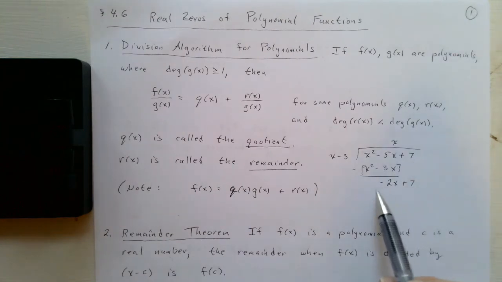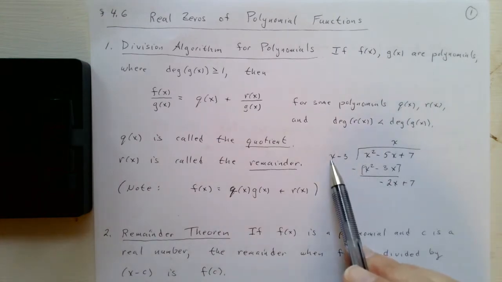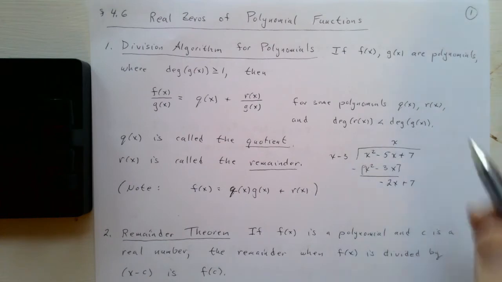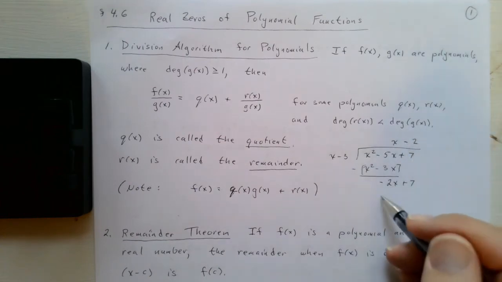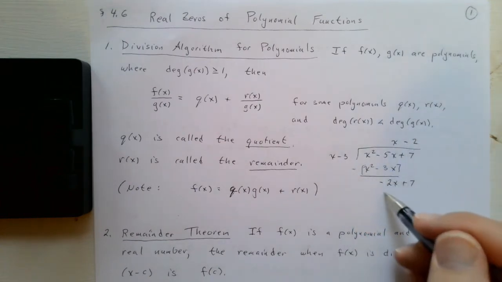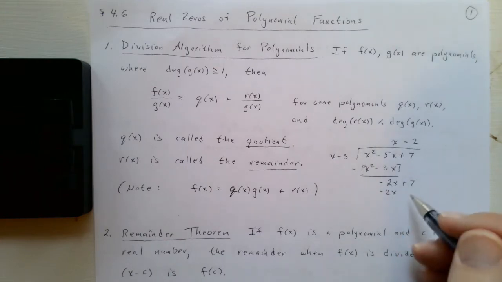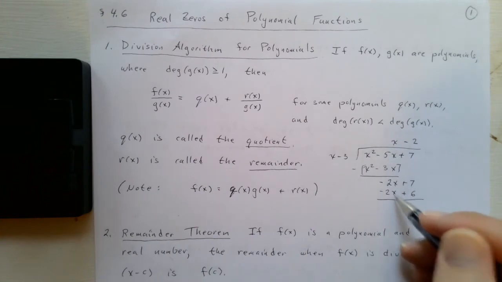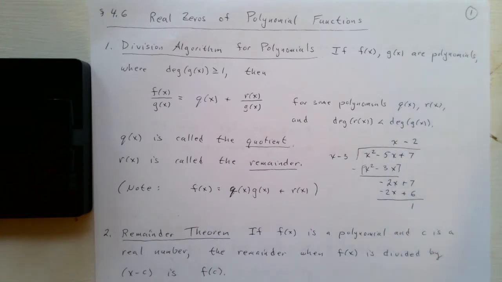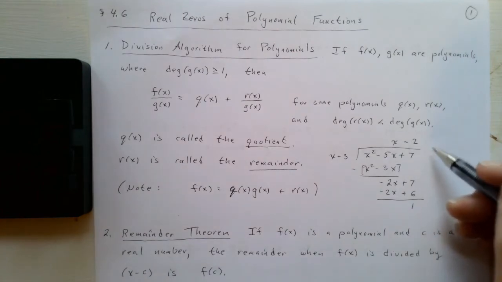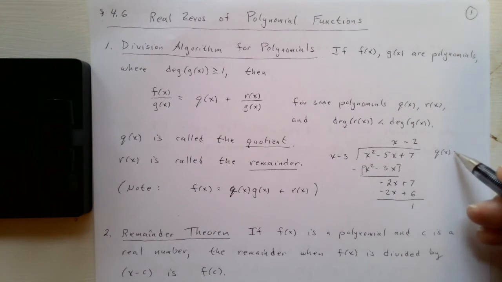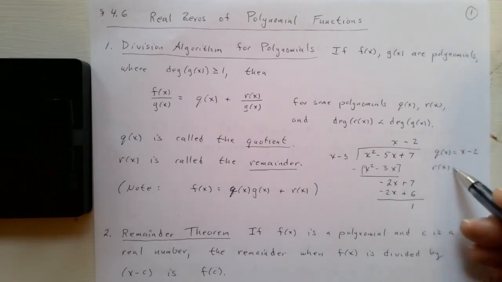Now we want to get rid of this minus 2x. What do we have to multiply x by to get minus 2x? Well, that's minus 2. So you multiply minus 2 times x minus 3, you get minus 2x plus 6. And then you subtract: these cancel, and 7 minus 6 is 1. Okay, so in this case, our quotient is what's up here, x minus 2, and our remainder is 1.